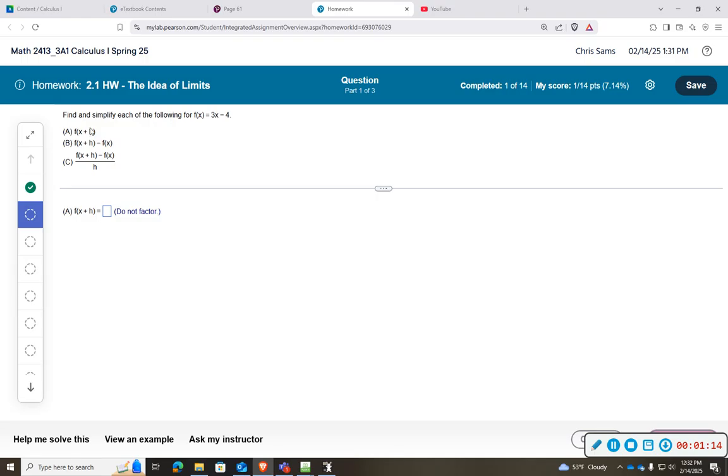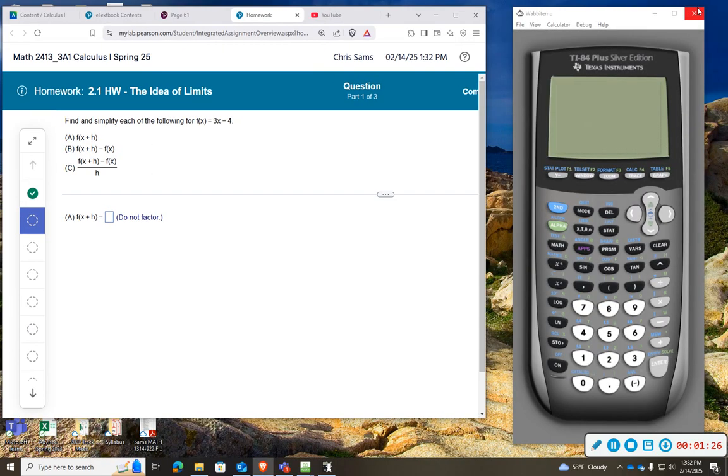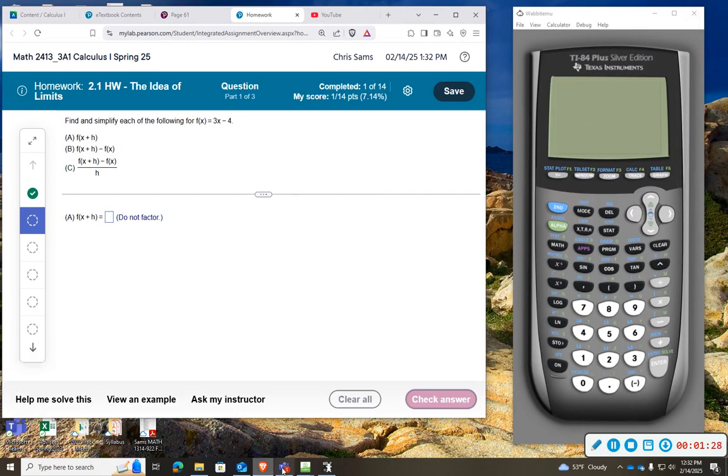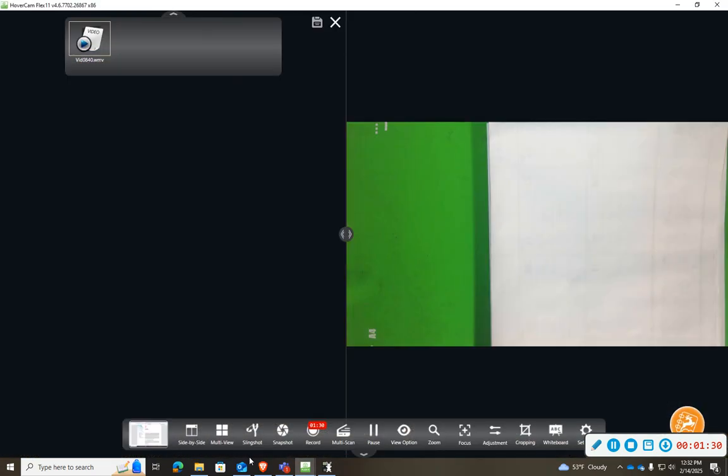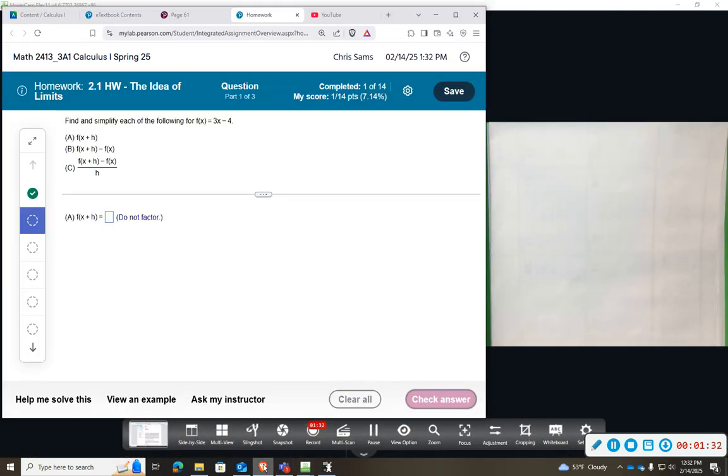All right, problem number 2, we're actually going to simplify. We're given f of x is equal to 3x minus 4, and we're going to start doing this difference quotient. So we've got 3 parts.